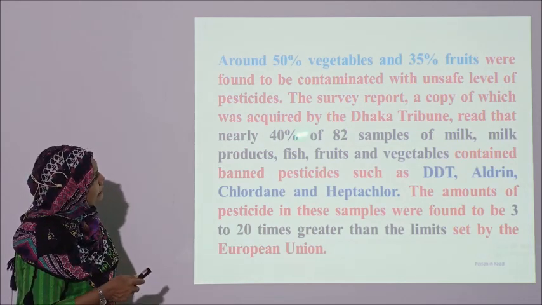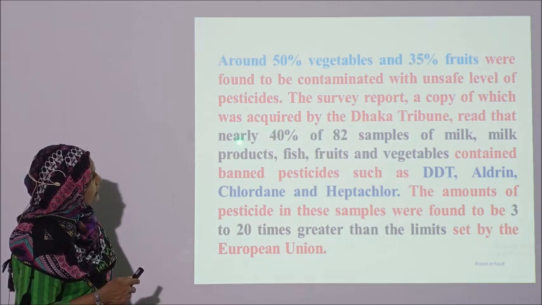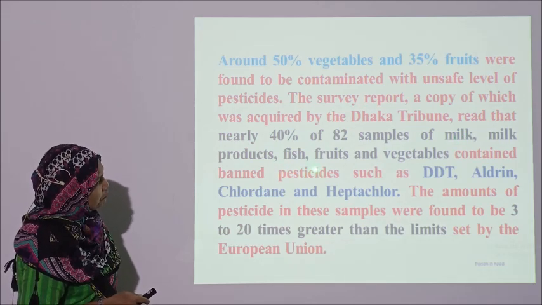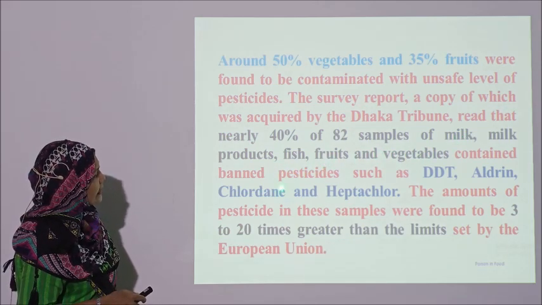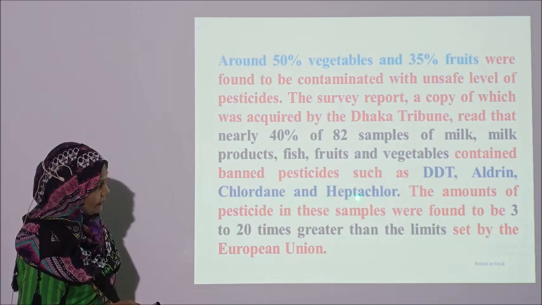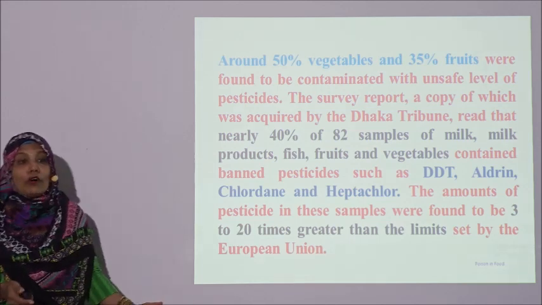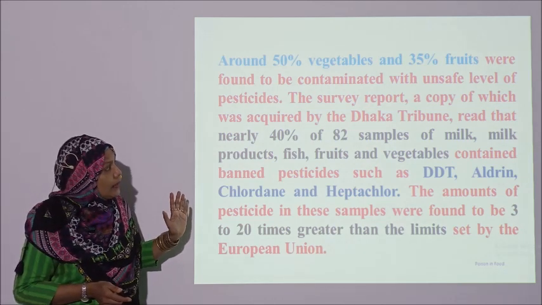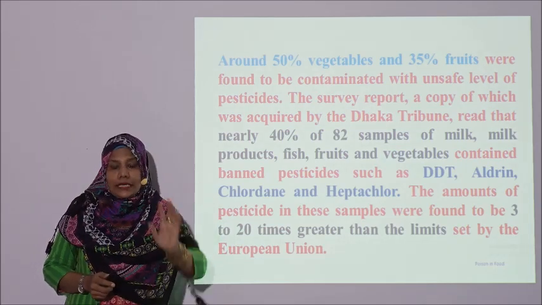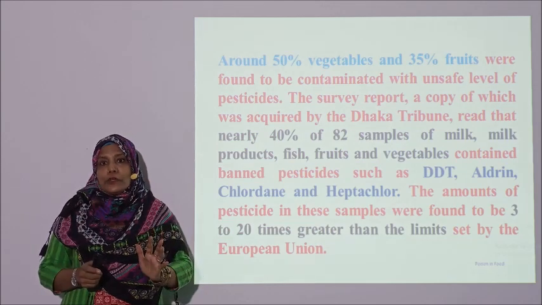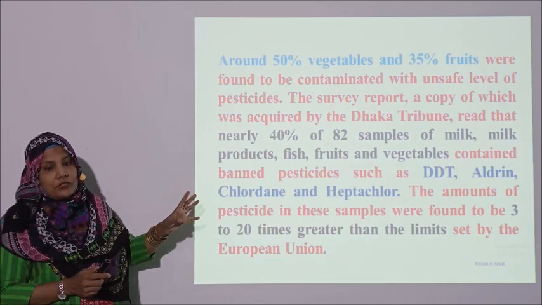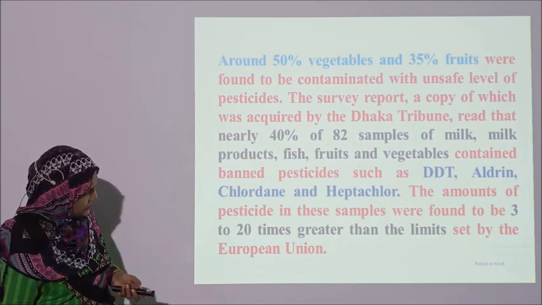The survey report, a copy of which was acquired by the Dhaka Tribune, read that nearly 40% of 82 samples of milk products, fish, fruits and vegetables contained banned pesticides such as DDT, aldrin, chlordane and heptachlor. So look, these are all banned pesticides, but they are being used in our day-to-day foods, and the report has given the total outcome of all these contaminated items.